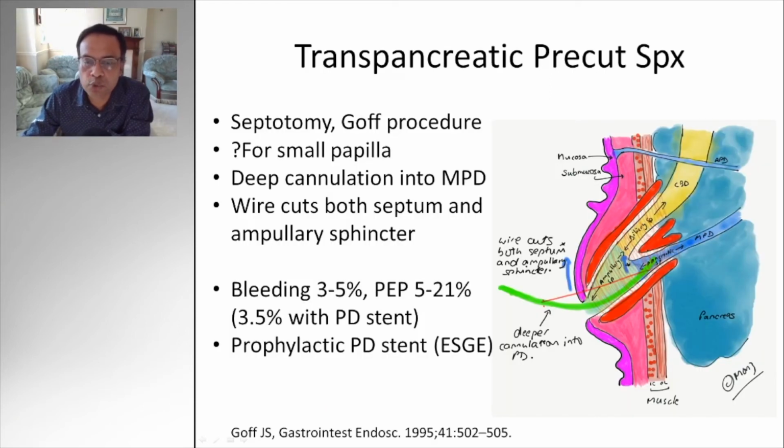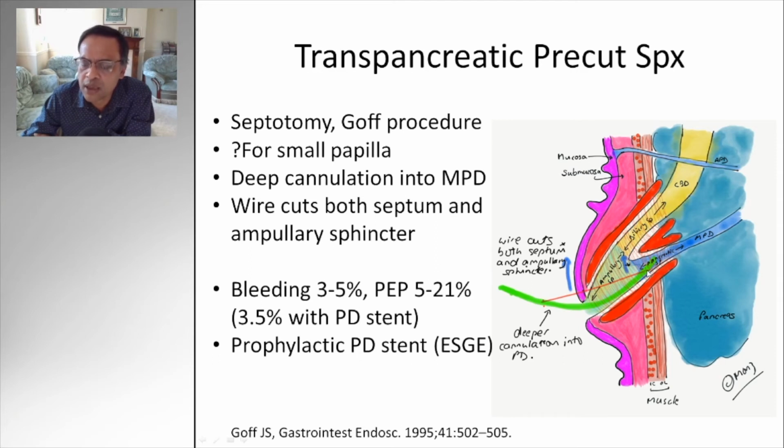The next technique is called Transpancreatic Precut sphincterotomy. It is known by several other names, including septotomy and the Goff procedure, after the endoscopist who first described it in 1995. The ideal shape of papilla for this technique is a small papilla or a small flat papilla. At first sight, this diagram looks a bit like the Erlangen Precut, but it is not the same as the Erlangen Precut.